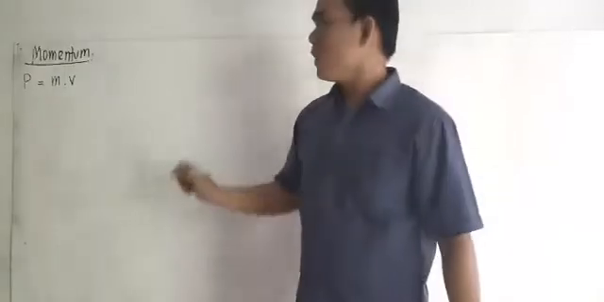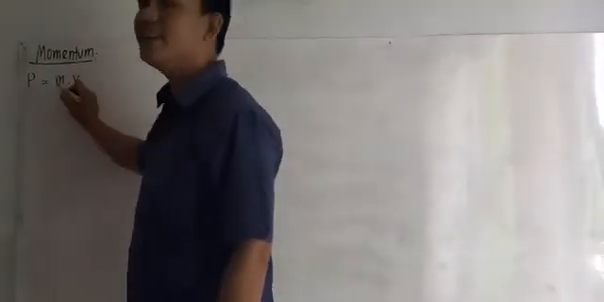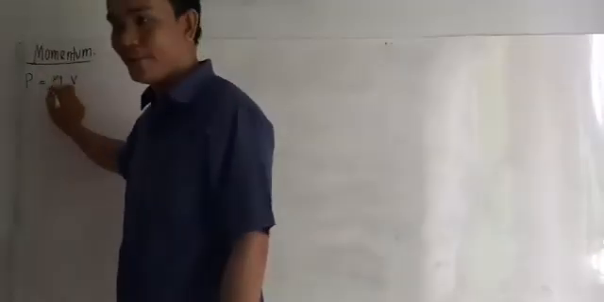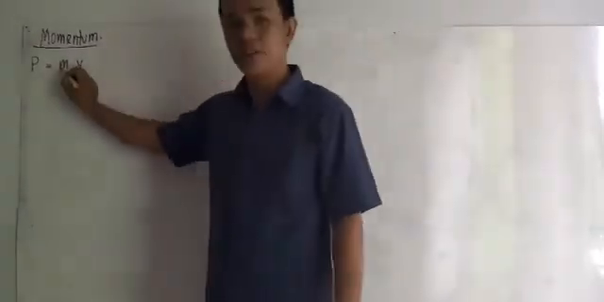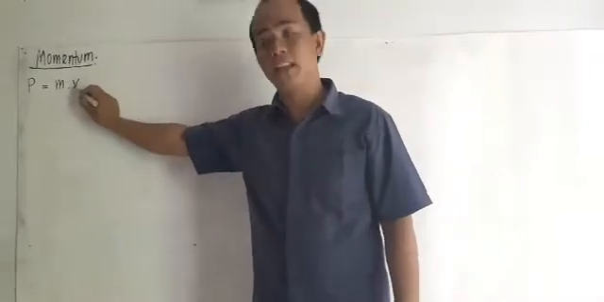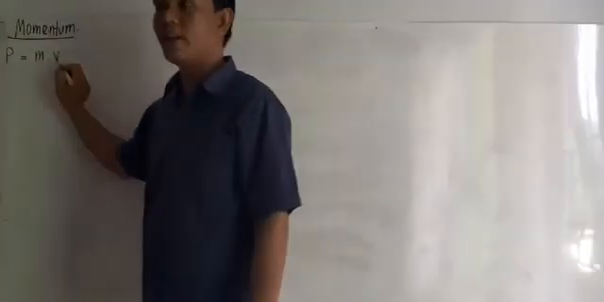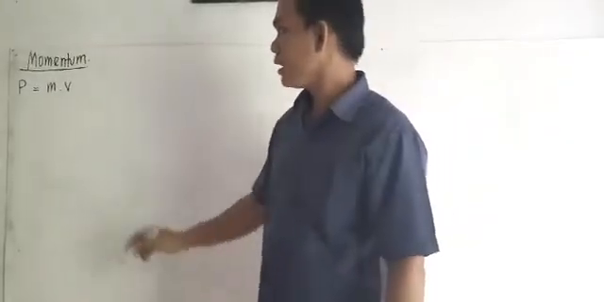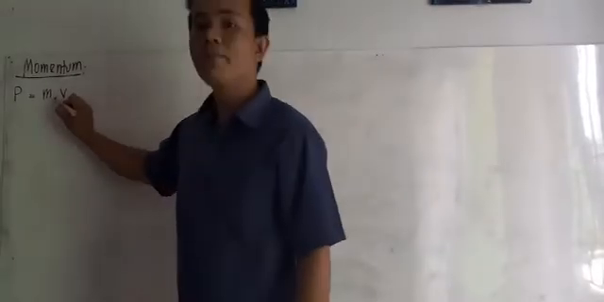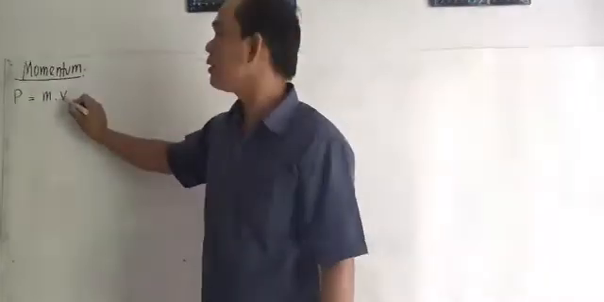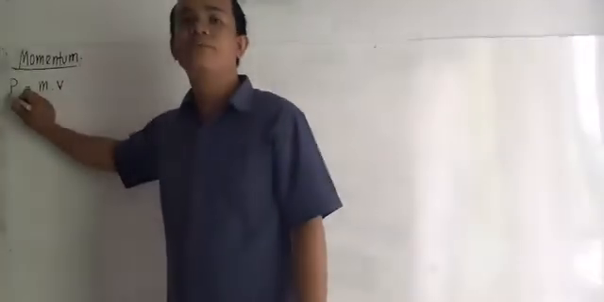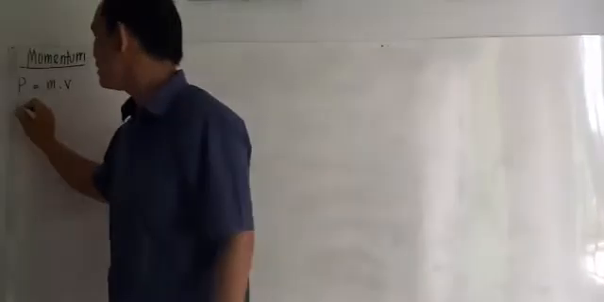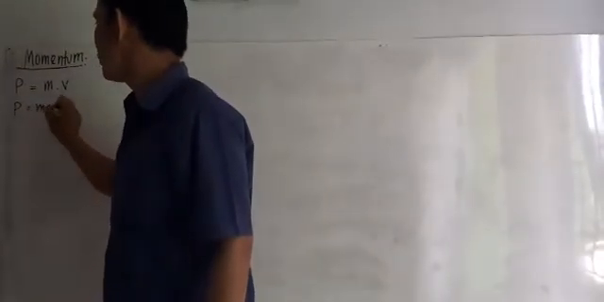Okay? So as we know before, the mass is a scalar. Scalar means that it only has magnitude, but it does not have direction. But the velocity has both. It has direction and also magnitude. So when a scalar is multiplied by a vector, the result is a vector. What does it mean? It means that the momentum p is a vector.